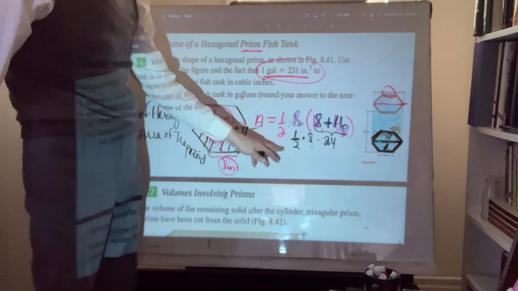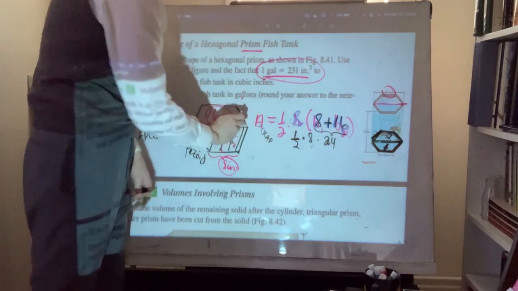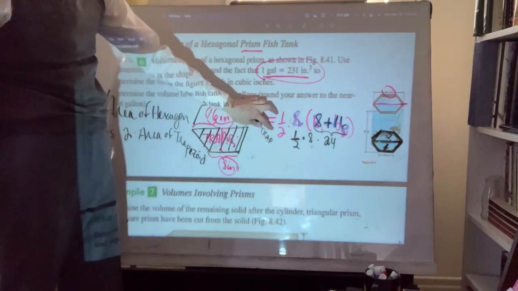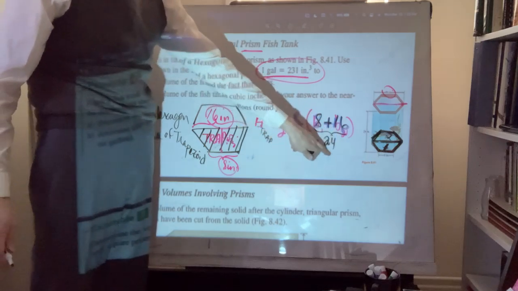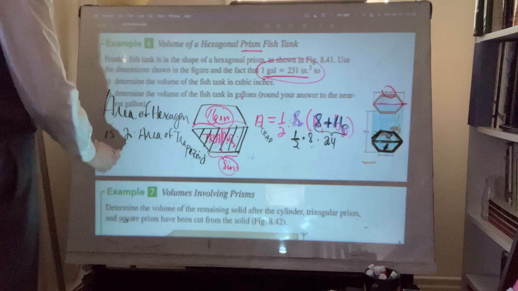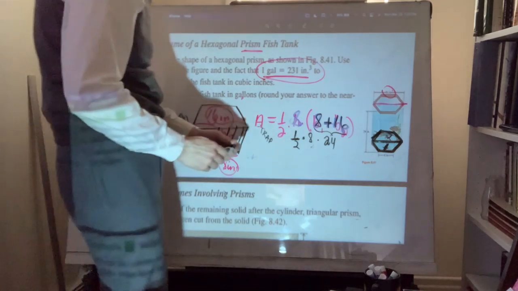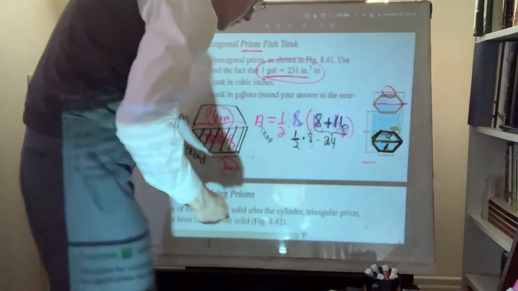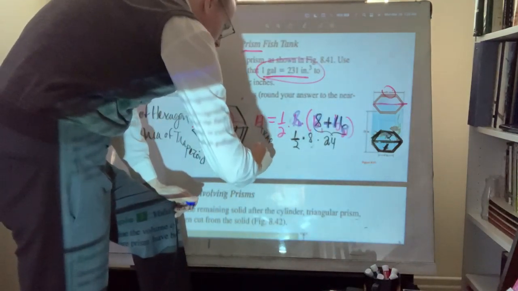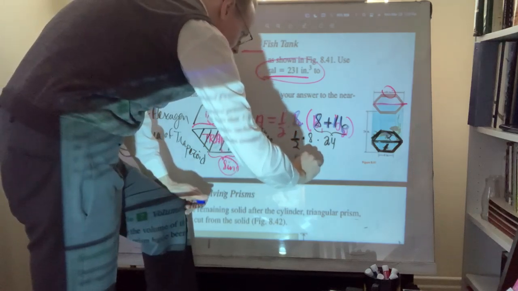So the area formula of a trapezoid has got 1/2 as part of the calculation, right? 1/2 times 8 times the sum equal to 24. So if I just incorporate an extra 2 in here, I could spare myself a little bit of work, right? Which means that this is going to end up being 2 times 1/2 times 8 times 24.